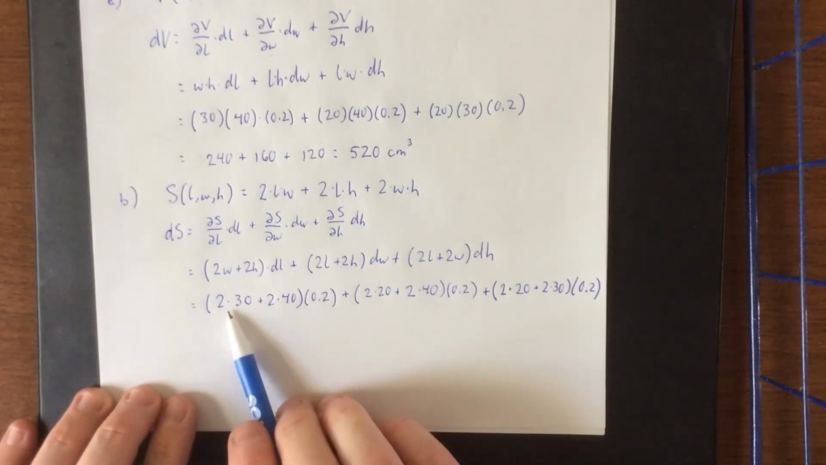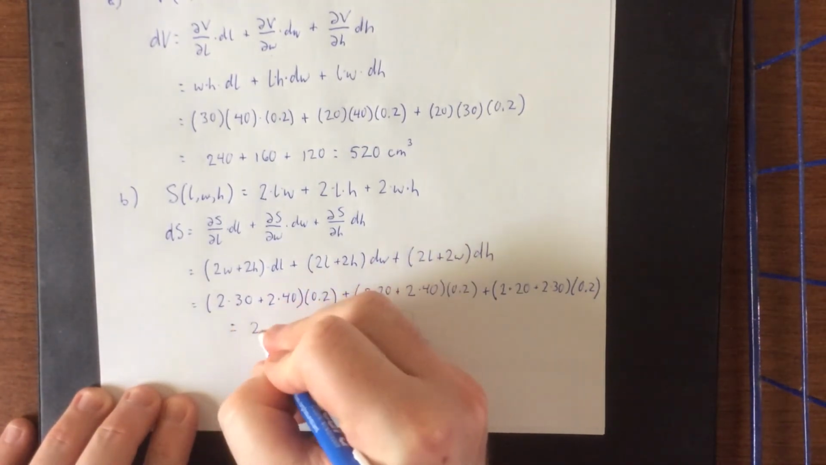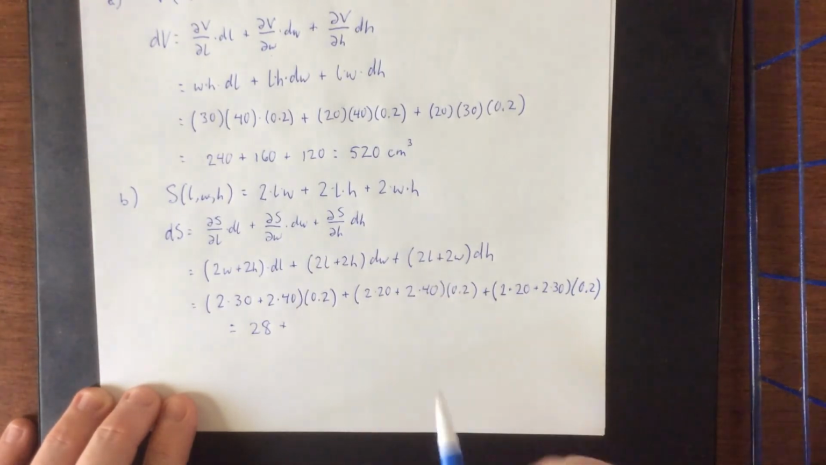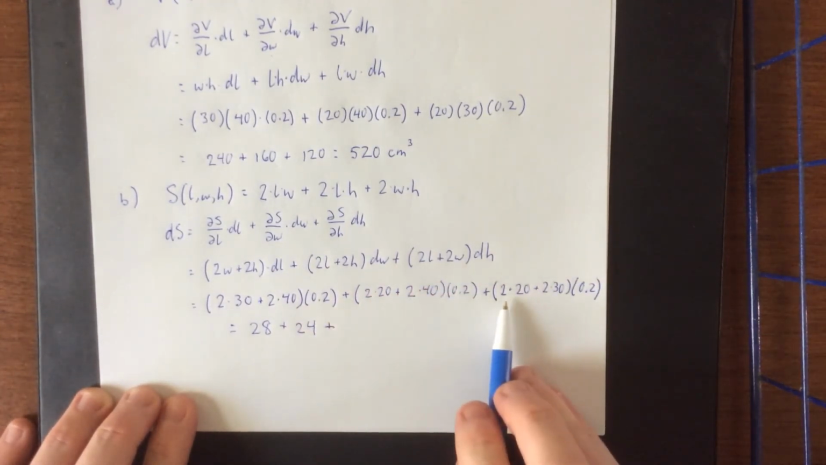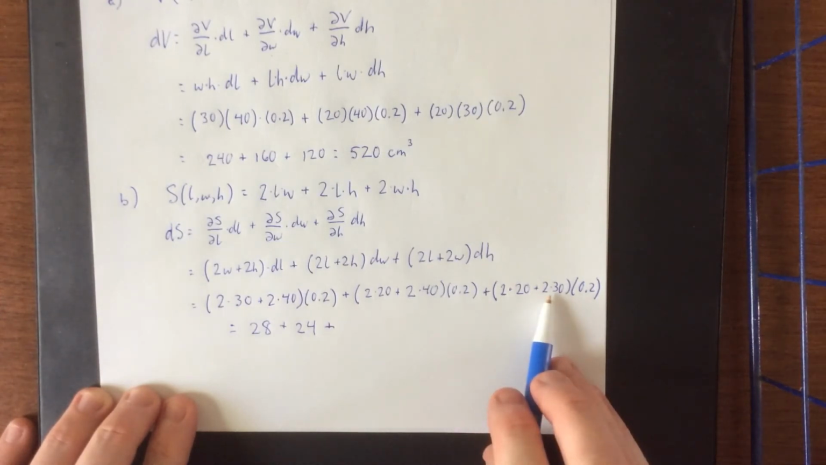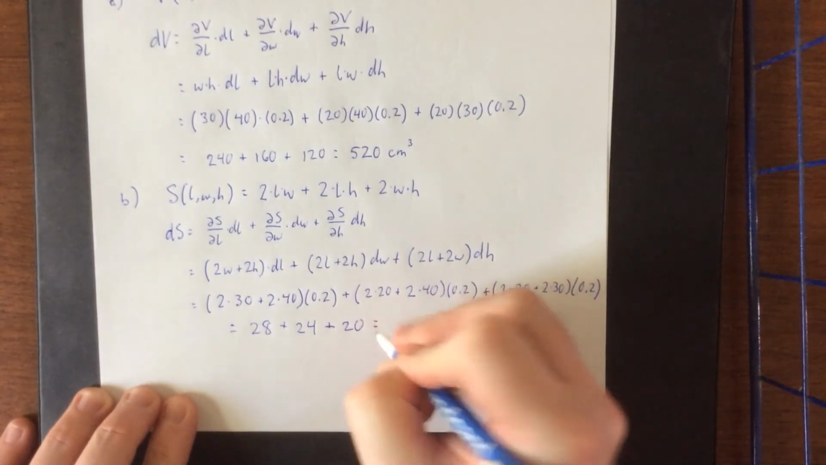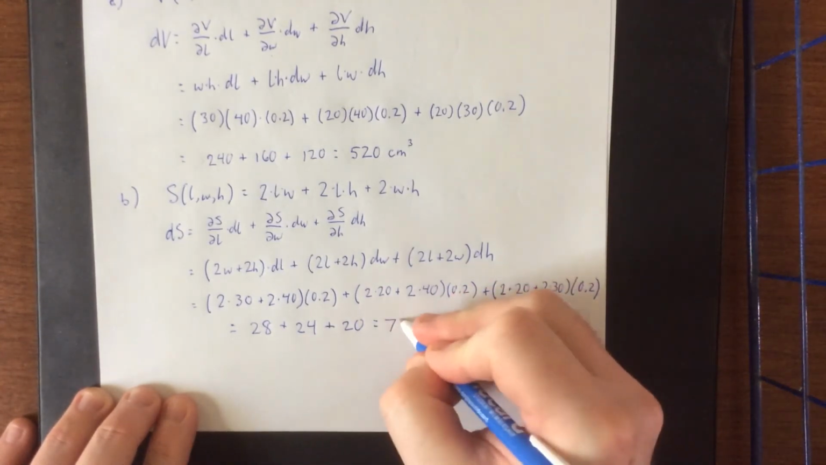Let's make this work. 60 plus 80 is 140. 1/5 of 140 is going to be 28. Plus 40 plus 80 is 120. 1/5 of that would be 24. And that's 40 plus 60, that's 100. 1/5 of that is 20. Adding all of these up, that's 20, 40, 60, plus 12, that's 72.